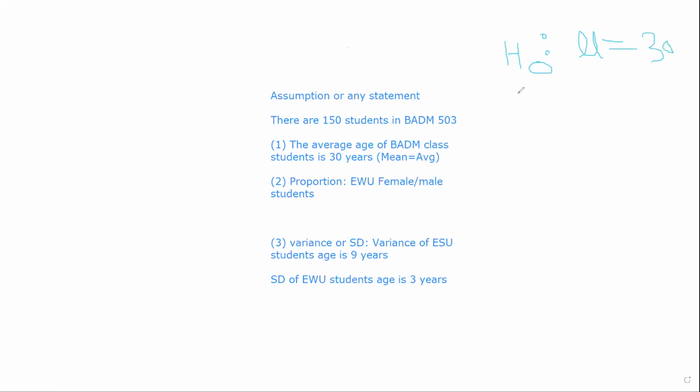Alternative is written like HA or H1. Both symbols are used, alternate, different. So HA, let's say mu is not equal to 30. Please bear with my writing because I'm using a mouse. So this is the null hypothesis. Now, there are steps to do hypothesis testing, so I will explain that also.